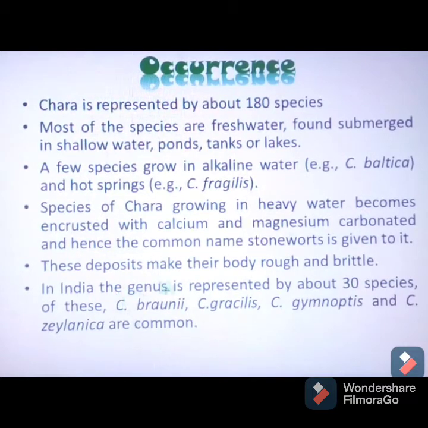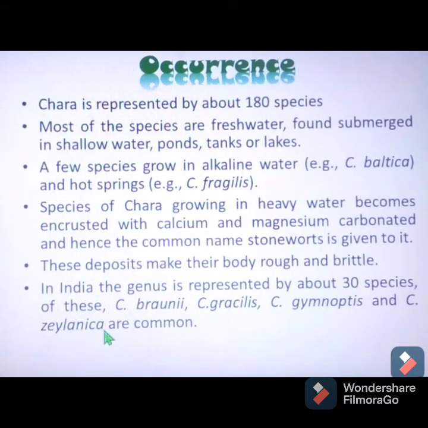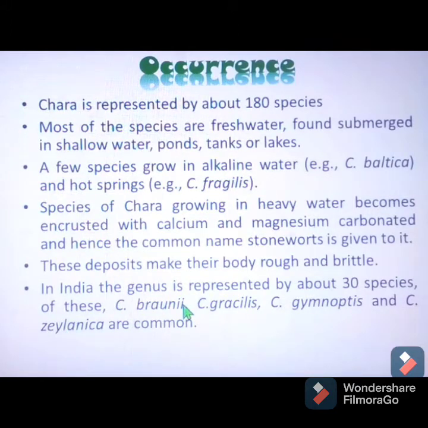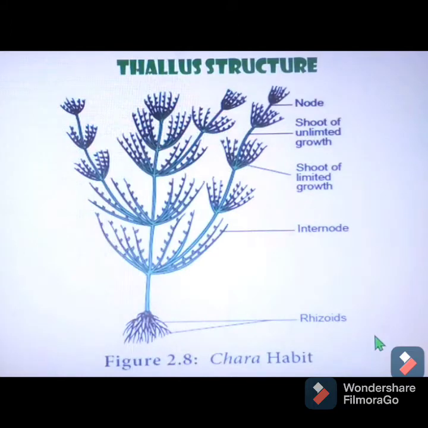In India, the genus Chara is represented by about 30 species, and these are the common ones: Chara braunii, Chara gracilis, Chara gymnopitys, and Chara zeylanica. These four species are very common in India, but around 30 species are present.